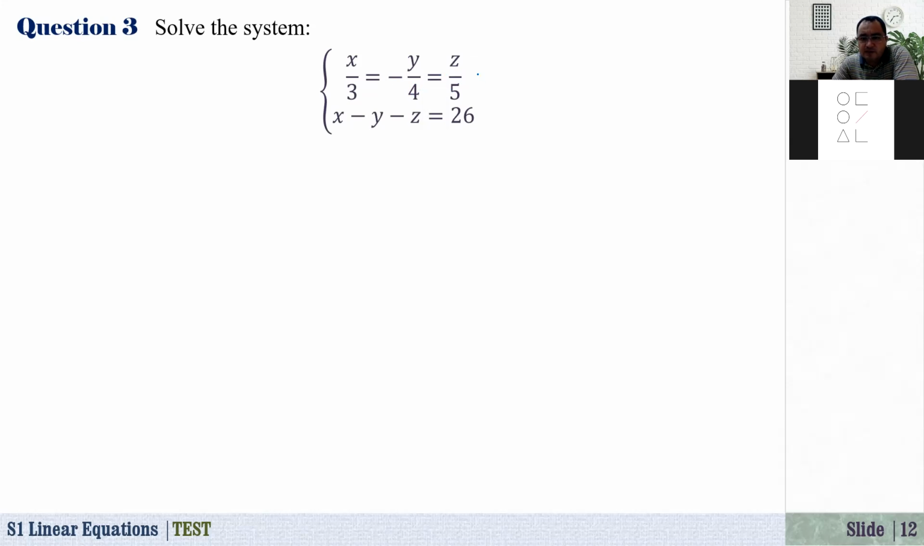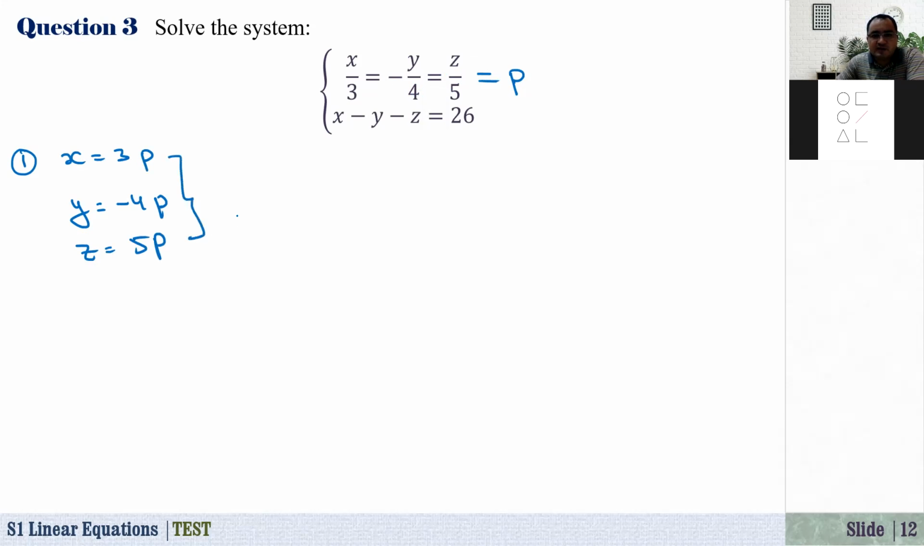So now from here, suppose that this is equal to, let's say, p. So now I can write everything in terms of p then. So x is equal to 3p, y is equal to minus 4p, and z is equal to 5p. And now I'm going to substitute this into the second equation. X minus y minus z equals 26. What is x? X is 3p minus, what is y? Minus 4p. What is z? It is 5p. On the right-hand side, we have 26.